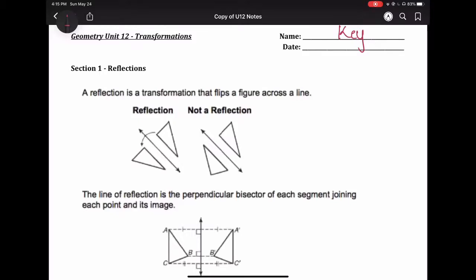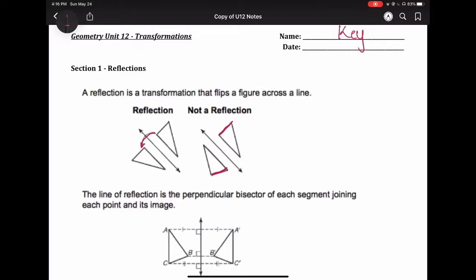So if you see in this picture down below, the left image shows a reflection where the figure is flipped over the line and shows a mirror image of the original image. If it is not a reflection, it looks like this second image where you'll notice that the short side of the shape is now on the opposite end and across the line. That is not a reflection.